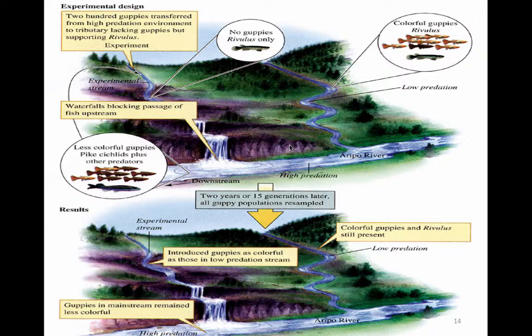200 guppies are transferred from the high predation area into the river that only has the killifish. After 2 years, or 15 guppy generations, the transplanted guppies are as colorful as those in the low predation tributary. This experiment reinforces the findings that high predation environments impact the color of male guppies.